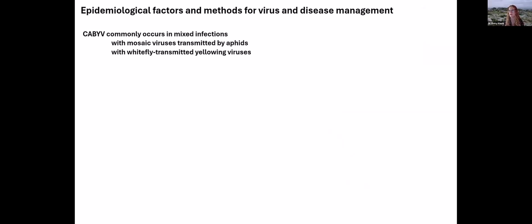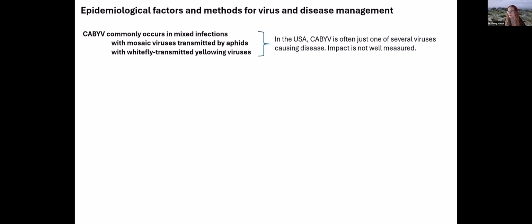So with that in mind, we can think about some of the epidemiological factors that play into the spread of this virus, the transmission mechanism, and how it becomes a problem in a crop, and some of the management tactics we might implement to address these factors. The important thing to remember is that typically in cucurbits, we're dealing with mixed infections. We might see infection by CABYV with mosaic viruses or with other yellowing viruses, maybe transmitted by whiteflies. So it becomes really difficult to understand how much of a problem this virus is when it's often co-occurring with many other viruses. And to be honest, the impact of this virus is really not well quantified.